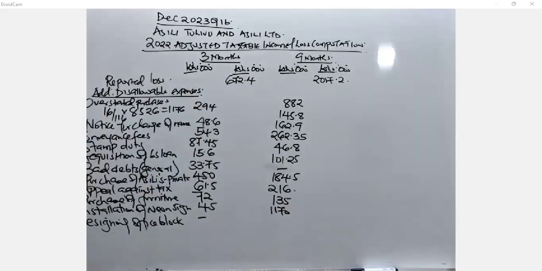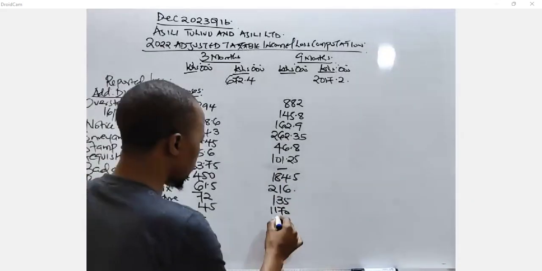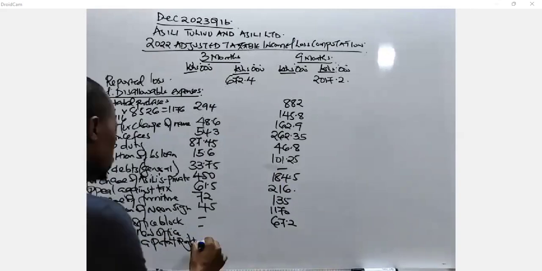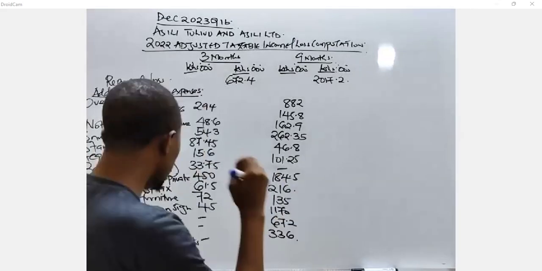And also we have the painting of new office. Painting of new office, so you can direct it there. 67.2. 67.2, right? Now we have the general expenses, which are already given down there. The general expenses relate to registering a patent, right? Registering of patent rights of 336. This also you can give it to the company, 336, right?